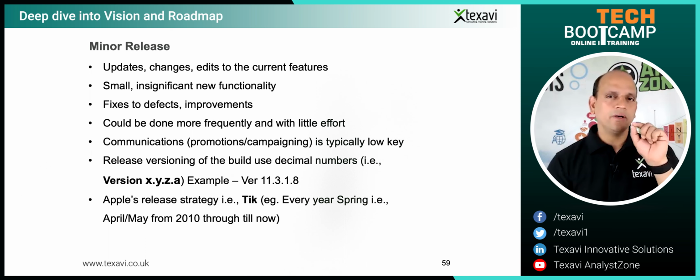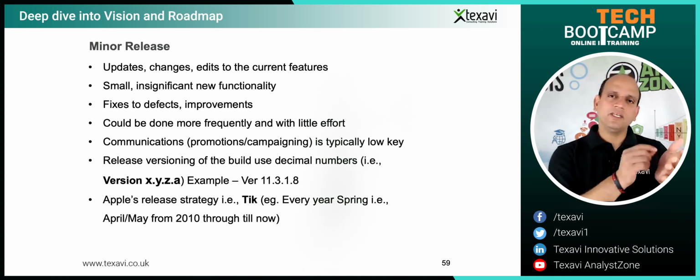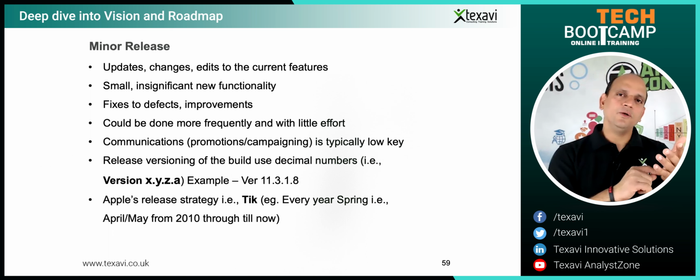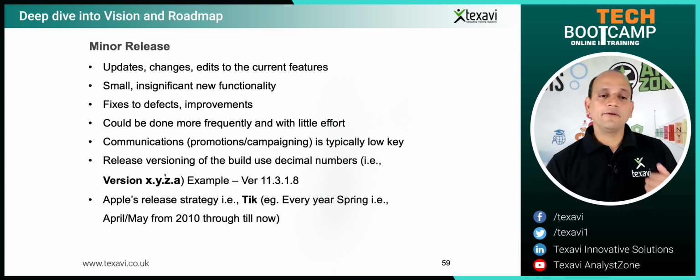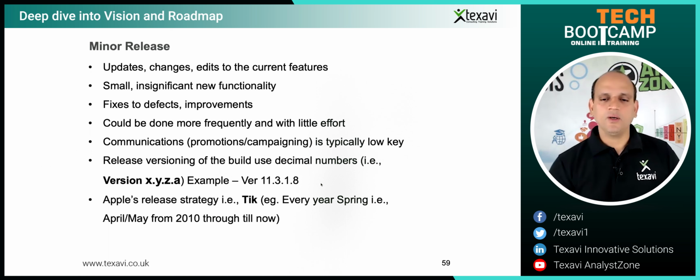If you are really interested, you can click on the release note, as it is called. Then you can see the new things, the changes, and the known issues and known defects. That's the release note. The release versioning of the build is typically like x.y.z.a, something like 11.3.1.8 or whatever. It's all done automatically, overnight or something quickly.